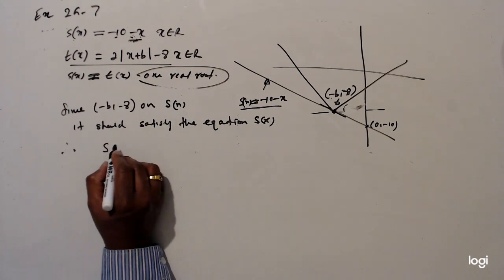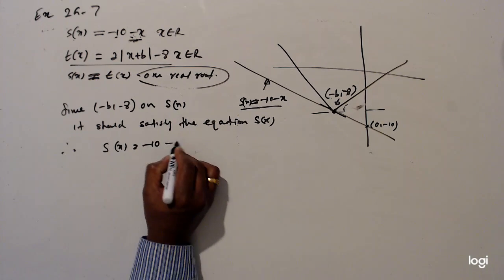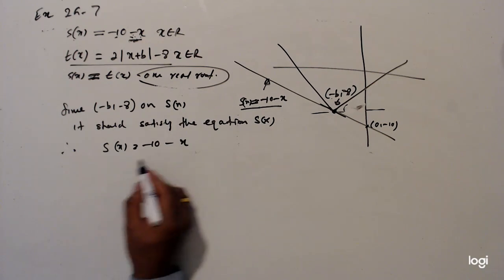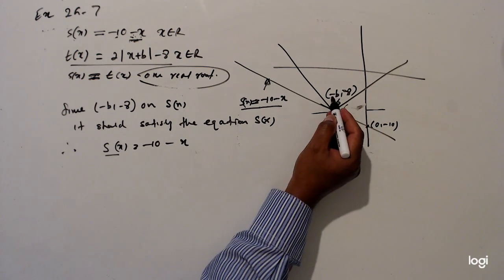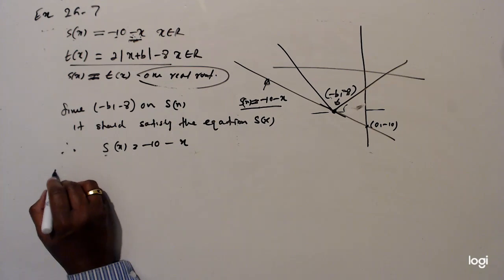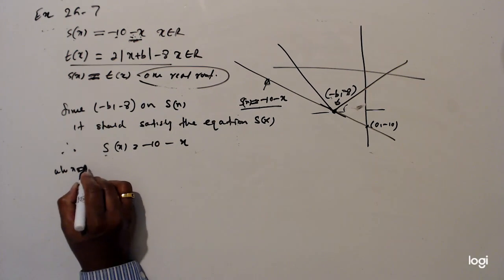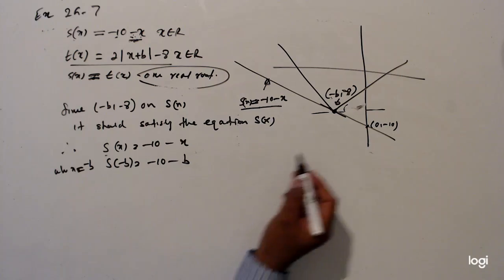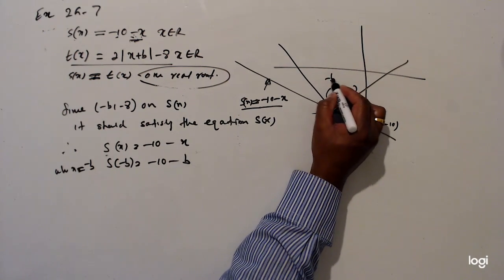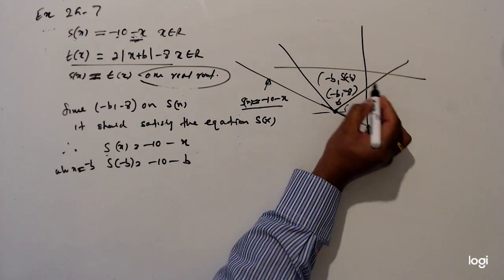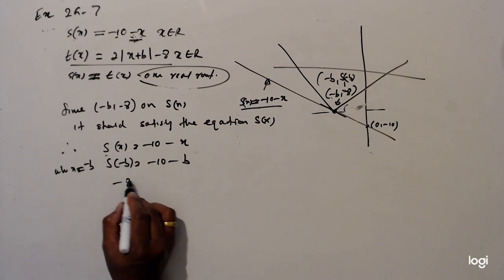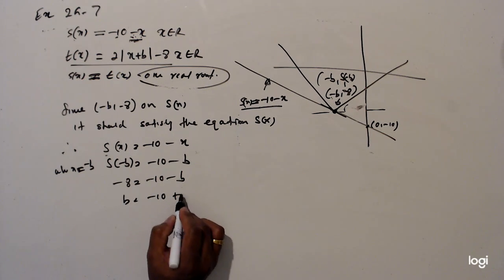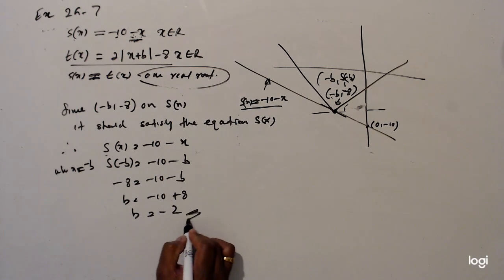So this is Sx equal minus 10 minus x, and now for Sx we'll put x equal minus b, so s of minus b equal minus 10 minus b. What is s of minus b? This s of minus b value is minus 8. So minus 8 equal minus 10 minus b. So b equal minus 10 plus 8. So b equal minus 2.